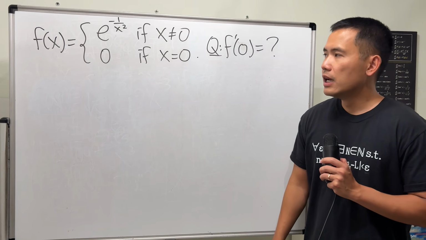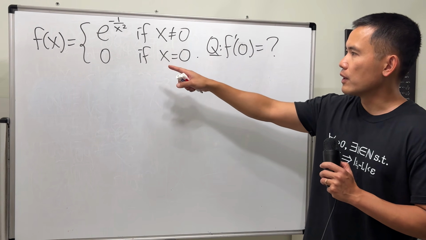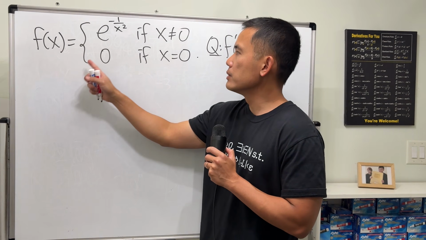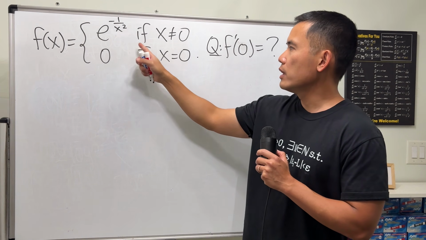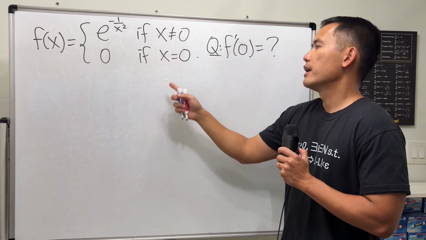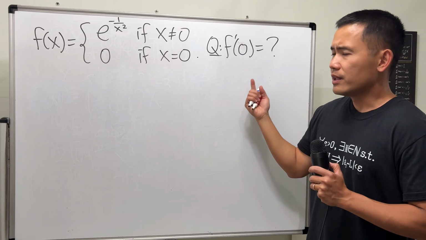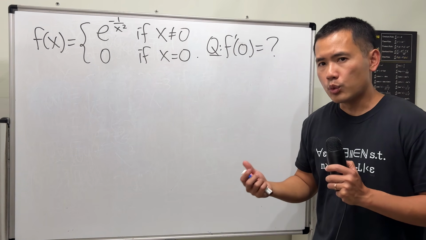Today let's talk about how to find the derivative of this function at x equals 0. As we can see, we have f of x is equal to e to the negative 1 over x squared if x is not equal to 0. And if x is equal to 0, we get 0. We want to find the derivative, and we have learned all the derivative rules.